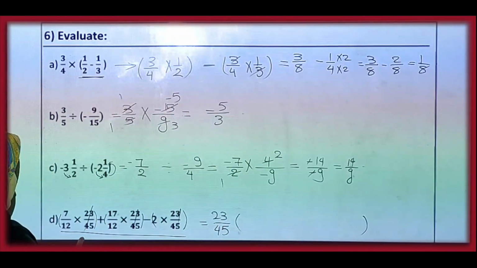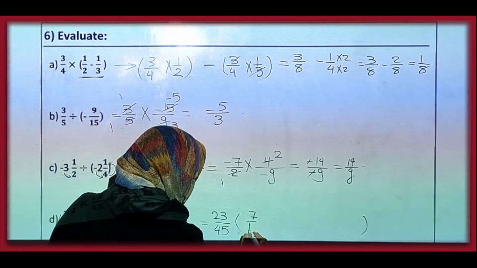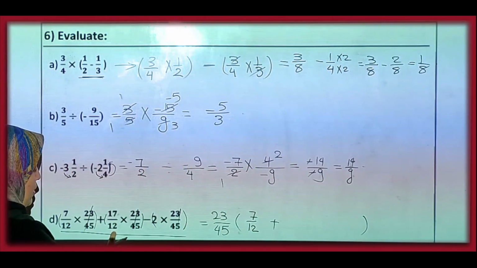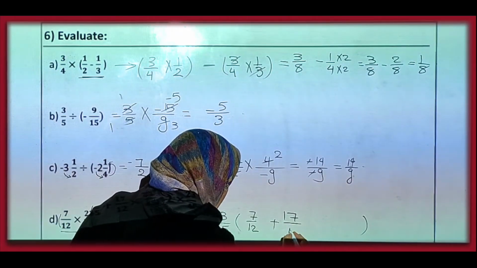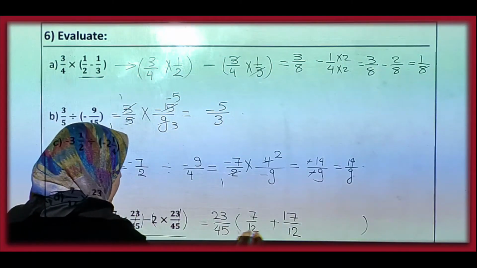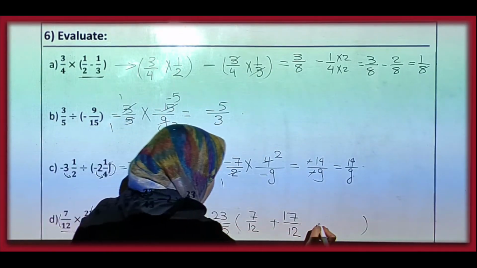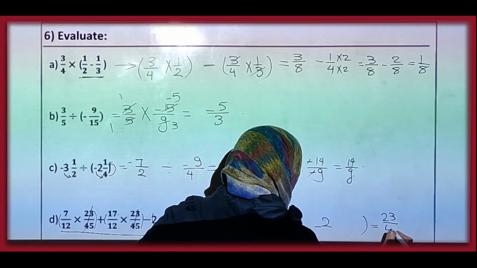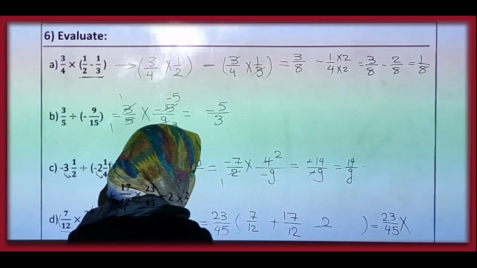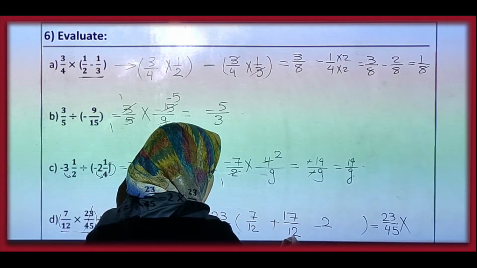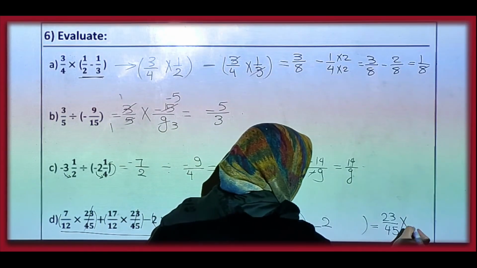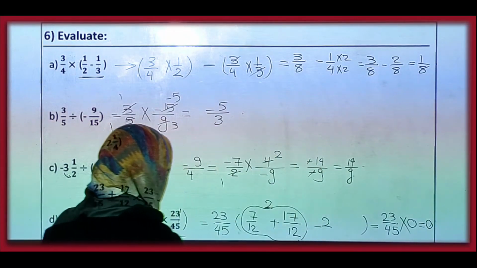Then open brackets. The remainder from this term is 7 over 12, plus the remainder here is 17 over 12, minus the remainder is 2. Equal 23 over 45 multiply 7 over 12 plus 17 over 12, this part equal 2. 2 minus 2 equals 0. Then the result is 0.